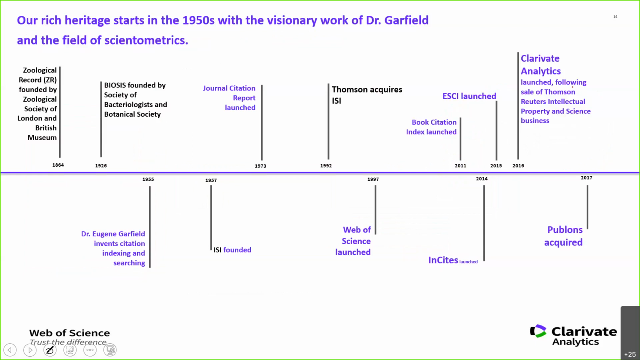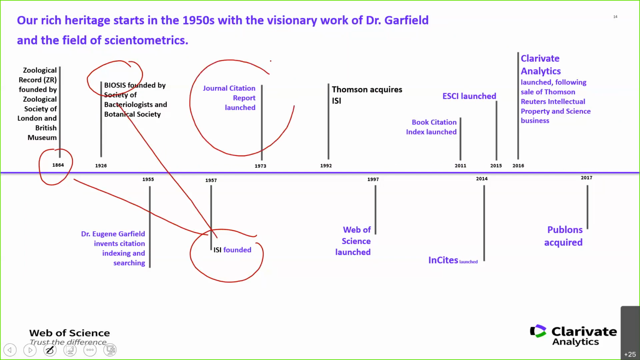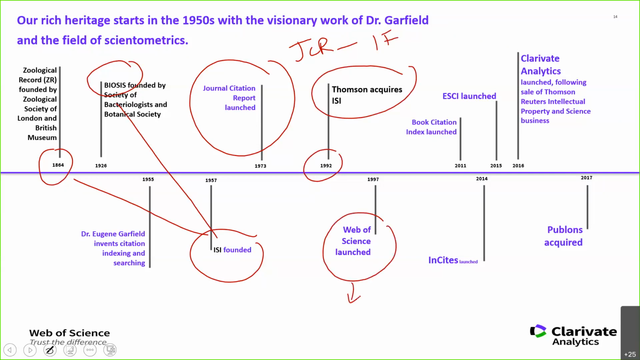And if you look at the timeline, initially in 1864, the first database, they call it the Zoological Record. This database still exists, and then the Biosys. These are different databases. Then ISI was founded and they owned these databases, and then they launched the Journal Citation Report. This is what we call JCR. JCR publishes the impact factor of the journal. Then Thomson acquired ISI in 1992, and then they launched the website, because this is when the internet became a norm. The website is known as Web of Science, WOS.